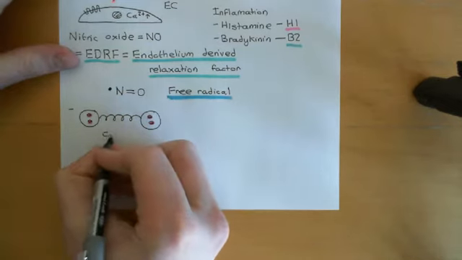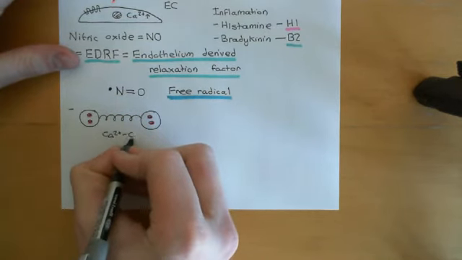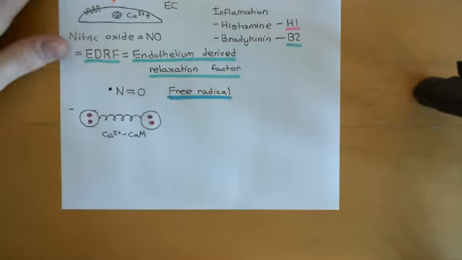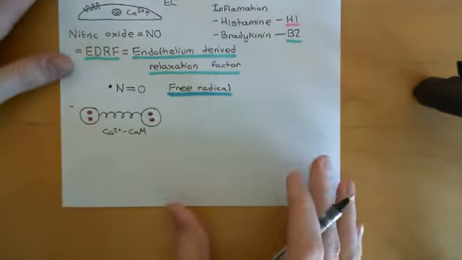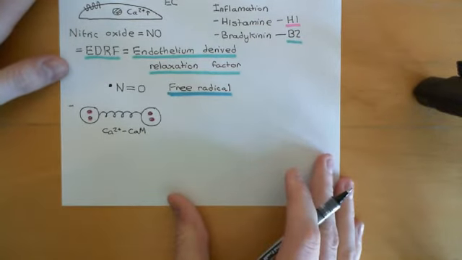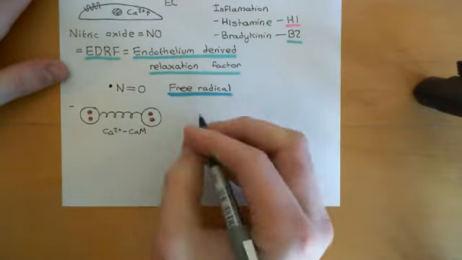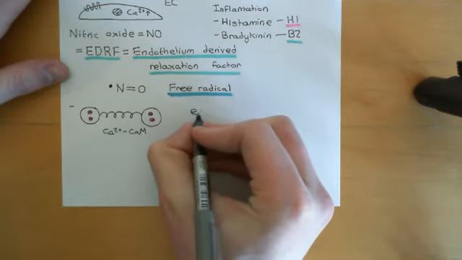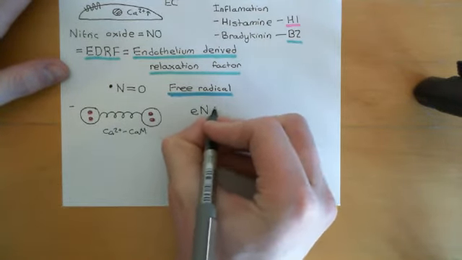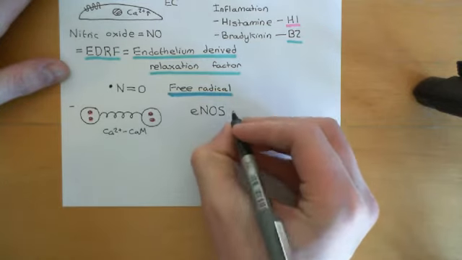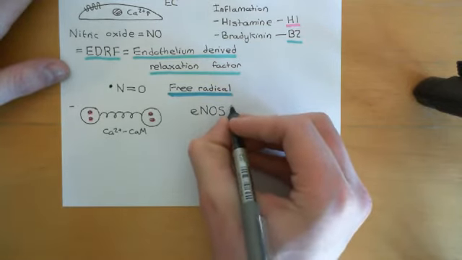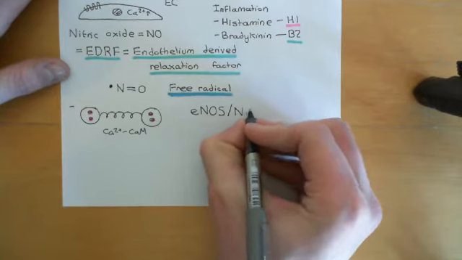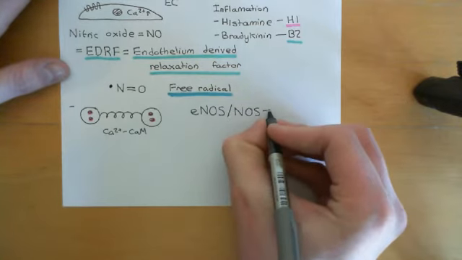So here is our calcium calmodulin complex here. Okay, right. And what's it going to activate? Well, let's now finally discuss the name, at least, of this enzyme that's going to produce nitric oxide. Okay, so the enzyme that produces nitric oxide in the endothelial cells is called eNOS, and it has another name as well. It's also known as NOS3.